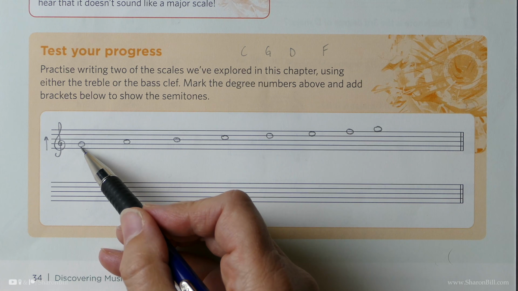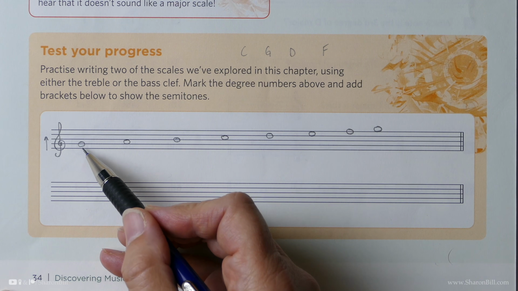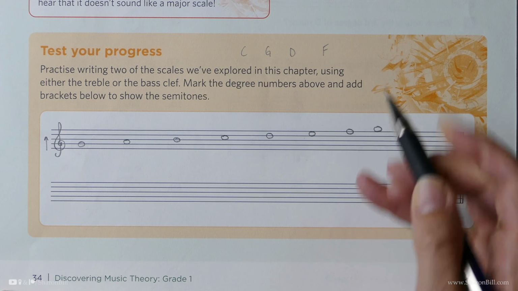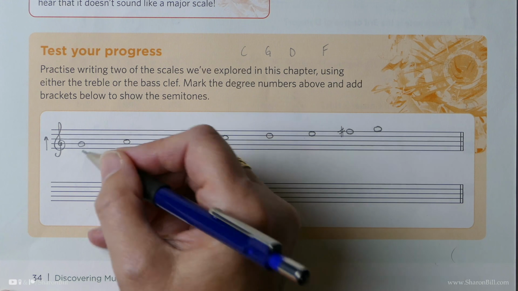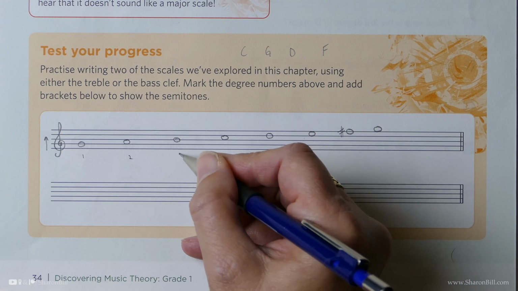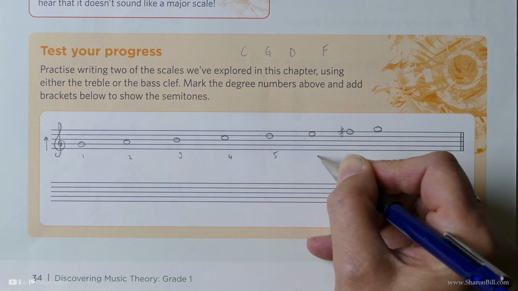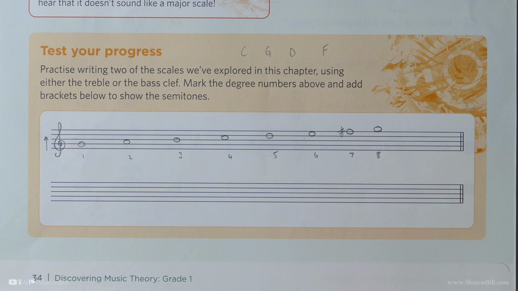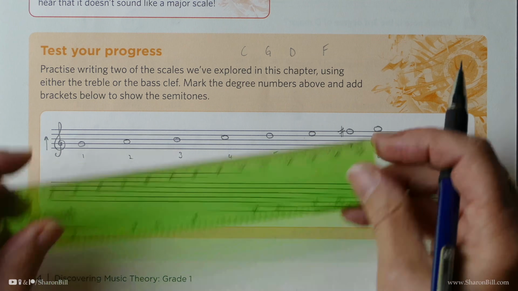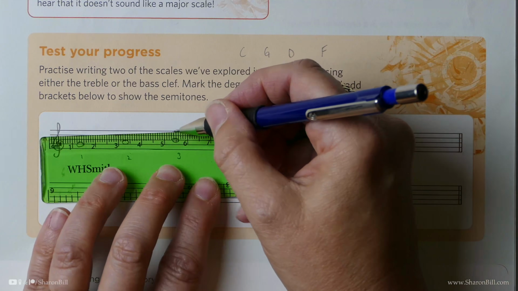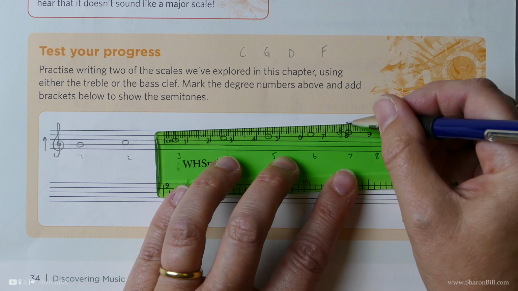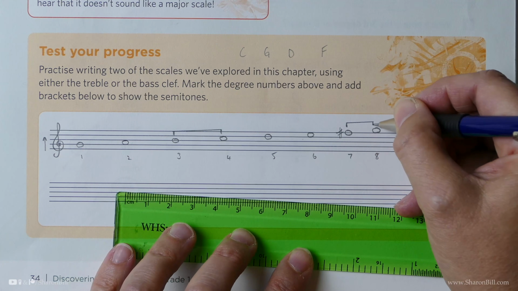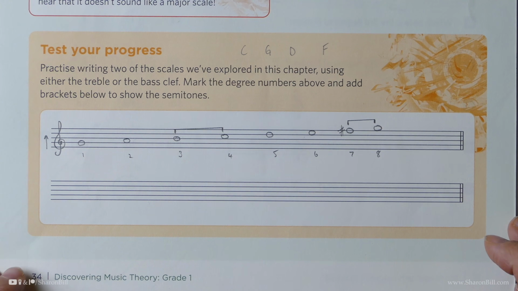This is G major, and so I need to remember G major requires an F sharp. G, A, B, C, D, E, F must be sharpened. And I'm going to number the degrees of the scale. 1, 2, 3, 4, 5, 6, 7, 8. And now I need to show the semitones. And we know that that's 3 to 4, and 7 to 8. That's soon done. If you just take it one thing at a time, let's deal with one thing at a time.